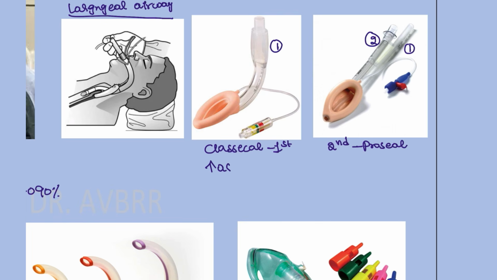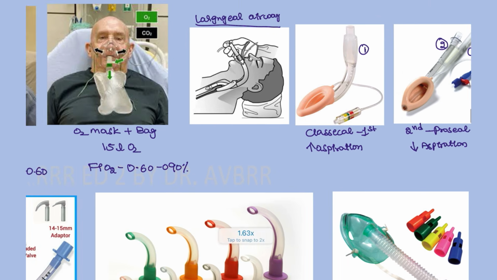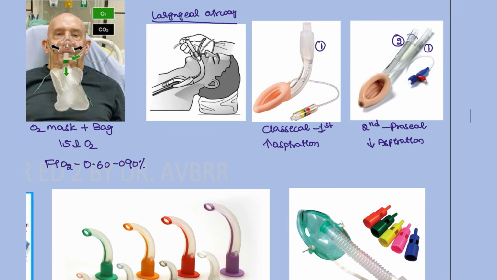The first generation is associated with a risk of aspiration, and this will be decreased with the second generation. The decreased risk of aspiration is the first thing you have to remember in these patients. And especially in pregnancy, this is contraindicated.